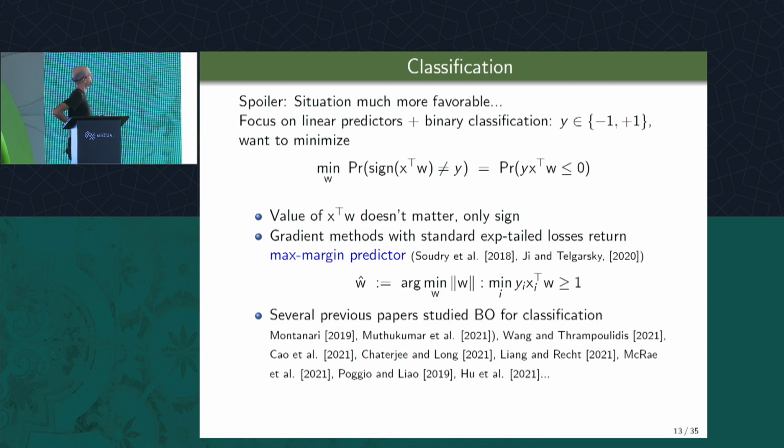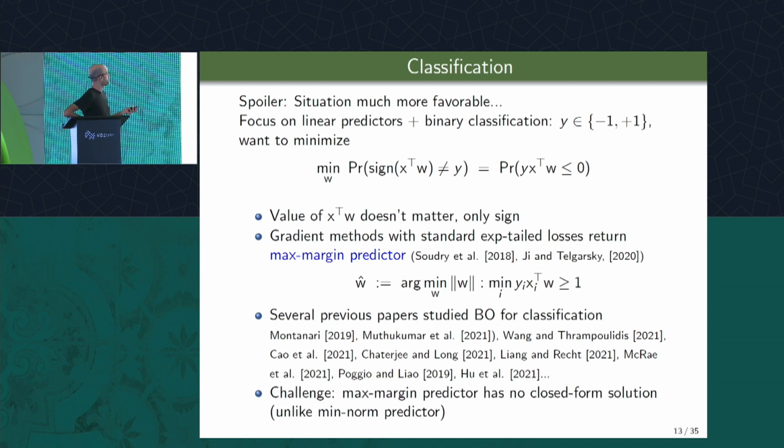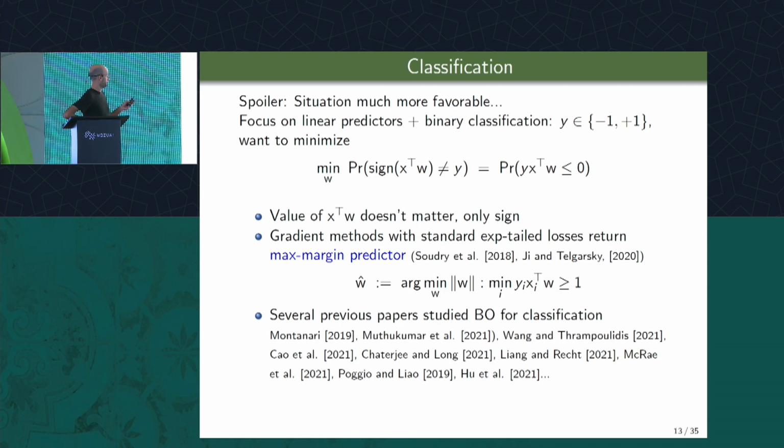So how do we analyze this? First we need to understand what gradient methods give us. Luckily, people like Daniel Soudry and Matus Telgarsky and others showed that if you train gradient methods with standard exponential-tail losses, say logistic loss, what you get to is what's known as the max margin predictor. So among all interpolating, zero error solutions, it's going to be the one with the minimal norm that achieves a margin of at least 1.